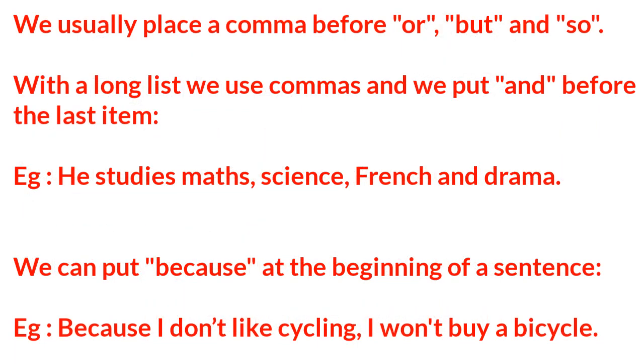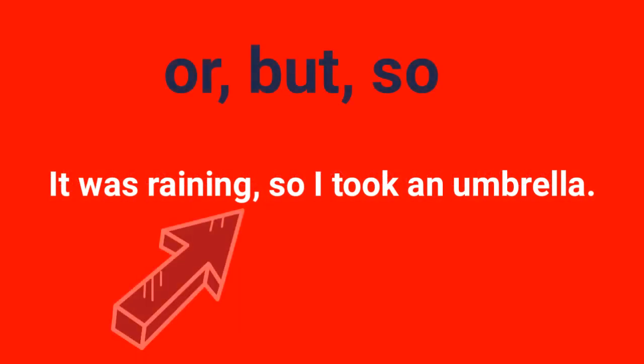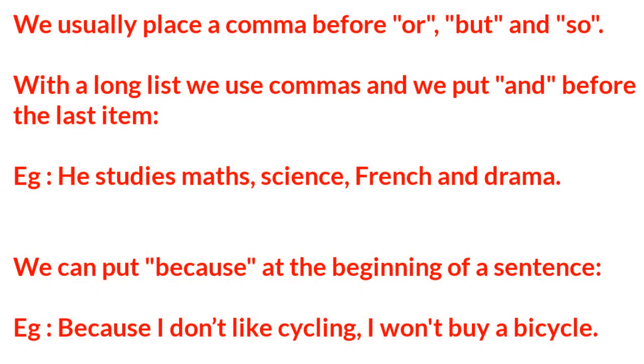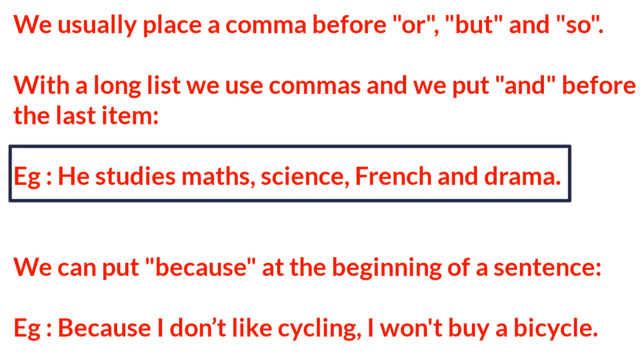And now look at this point. This also should be remembered. We usually place a comma before or, but and so. Okay, a comma can be given before or, but and so. Then with a long list, we use commas and we put and before the last item. If there are a number of items, we can separate those items with commas, and before the last item, we can use and. Look at this example, you will understand it better.